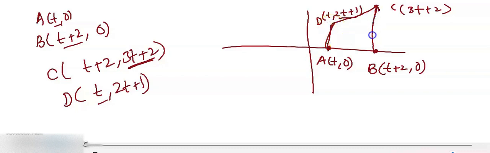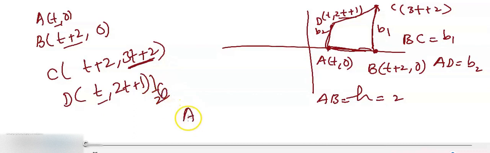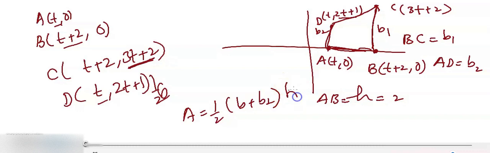So now BC is base 1. This is my base 1. This is my base 2, which is AD. And height is just the A to B distance, which is 2. So height is 2. And then you calculate area equal to 1 over 2 times (base 1 plus base 2) times height, and that equals 18, and then from there you can calculate the value of t.